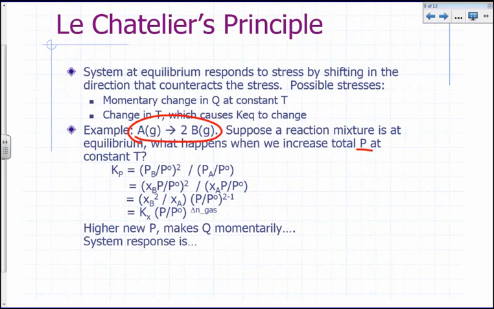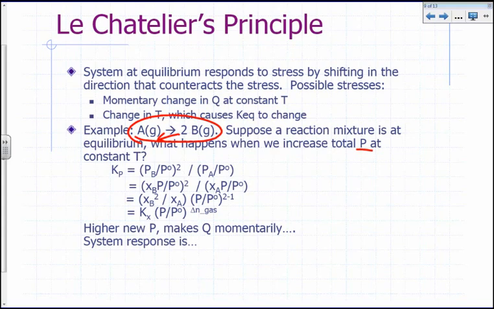Remember what you learned from freshman chemistry? You increase the pressure, so the system will respond by shifting in the direction that would tend to lower the pressure, and the lower pressure is obtained by shifting to fewer moles of gas. So it will shift to the left. Let's see if we can look at that more quantitatively.